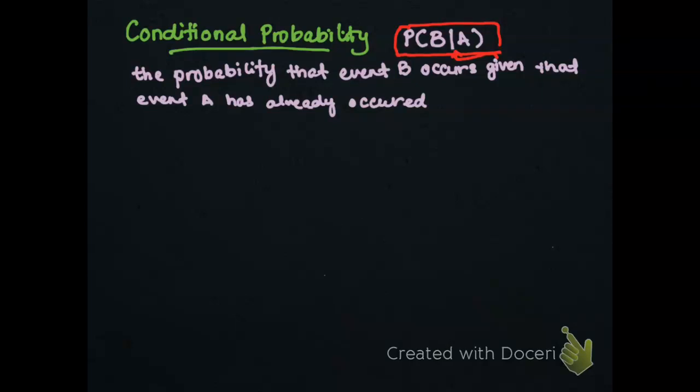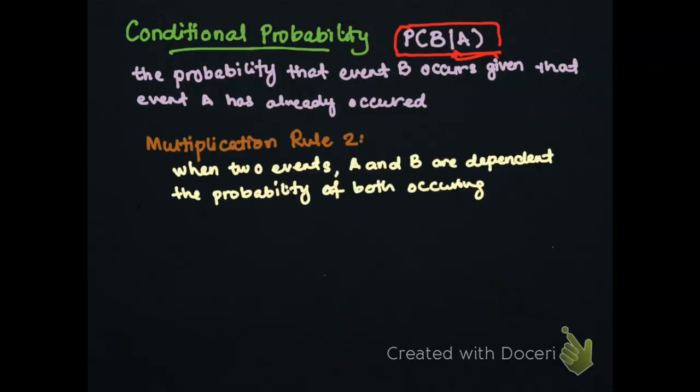To find the probability of these 2 dependent events, we use a modified version of multiplication rule 1, which was presented in the previous slide. Multiplication rule 2 says that when 2 events A and B are dependent, the probability of both occurring is given as P(A and B) equals P(A) times P(B given A).